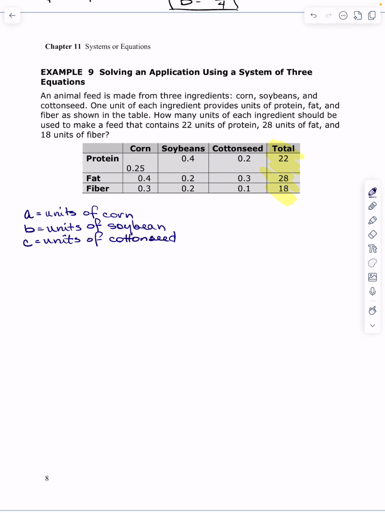Okay. So I'm just going to label off to the side, and this is just to keep track, protein. If I have A units of corn, there is 0.25 units of protein. For every B units of soybeans, there's 0.4 units of protein, and every C units of cottonseed, there's 0.2 units of protein.